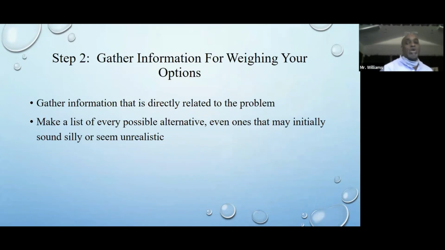Step 2, you want to gather as much information as you possibly can so you can properly weigh what your options are. Okay? You want to gather information that's related to the problem. You want to make a list of every possible alternative, even ones that don't initially seem like they make any sense. Okay?